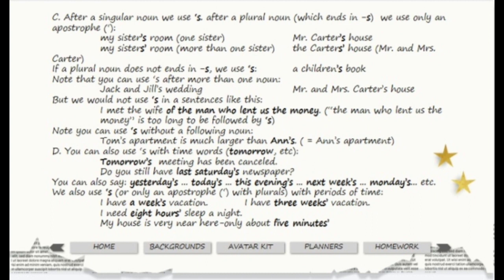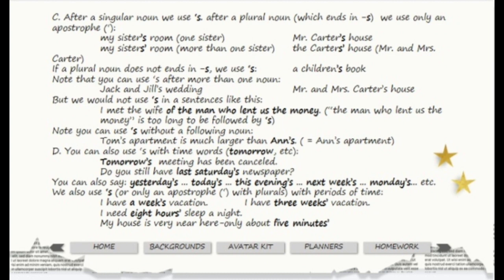D. You can also use S with time words, tomorrow, and etc. For example, tomorrow's meeting has been cancelled. The next example, do you still have last Saturday's newspaper? You can also say yesterday's, today's, this evening's, next week's, Monday's, and etc.